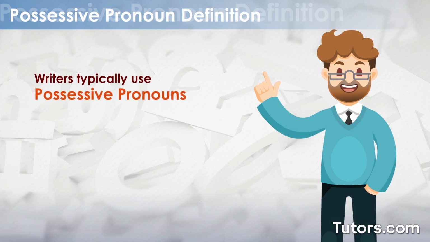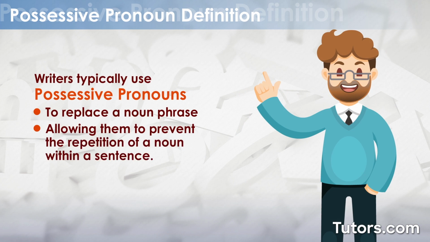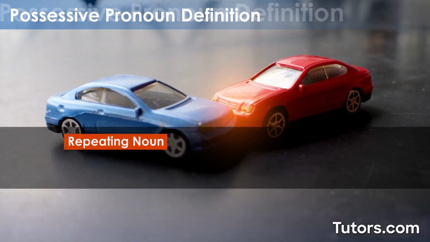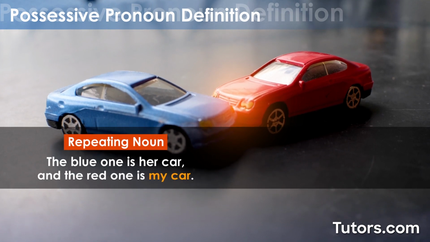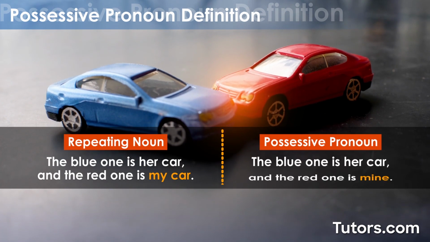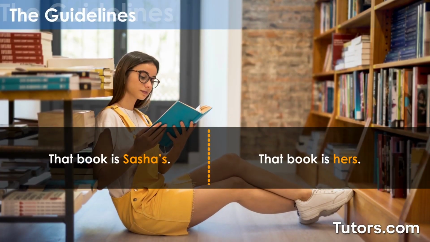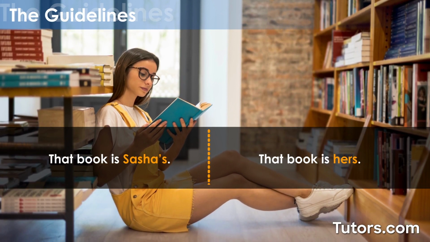Writers typically use possessive pronouns to replace a noun phrase, allowing them to prevent the repetition of a noun within a sentence. Instead of, "The blue one is her car and the red one is my car," you can say, "The blue one is her car and the red one is mine." Here are the guidelines for the appropriate use of possessive pronouns.